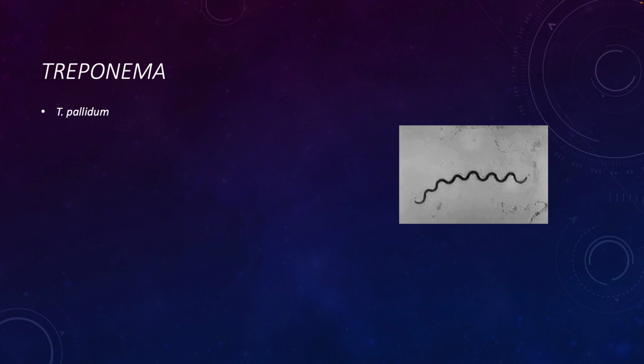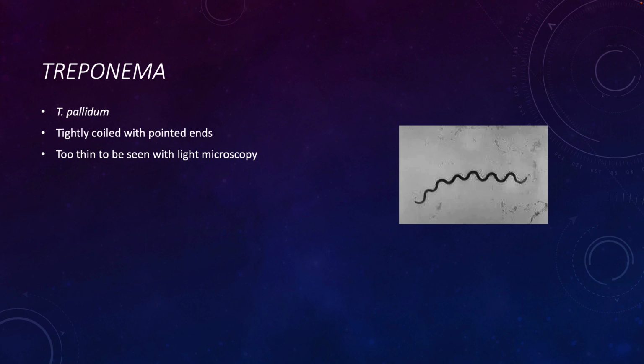These spirochetes are tightly coiled and they have pointed ends, and often they are too thin to be seen with light microscopy or bright field microscopy. Often to see spirochetes, you've got to use dark field microscopy or fluorescence microscopy. This particular genus must be grown in cell culture. We have not yet figured out how to culture Treponema in a standard growth medium.